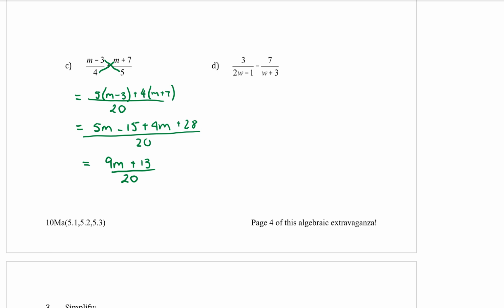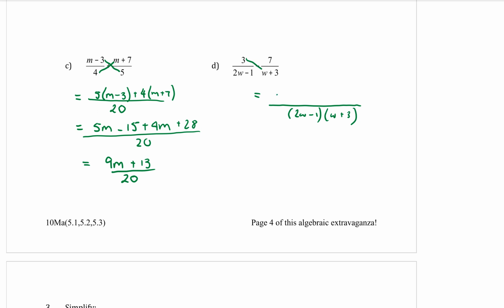Part D. The denominators are the messy thing this time. But the process still works. Times them together. You need to put them in brackets. So it'll be 2w minus 1 and w plus 3. Now, to do my timesing diagonally, 3 is multiplying with the w plus 3.